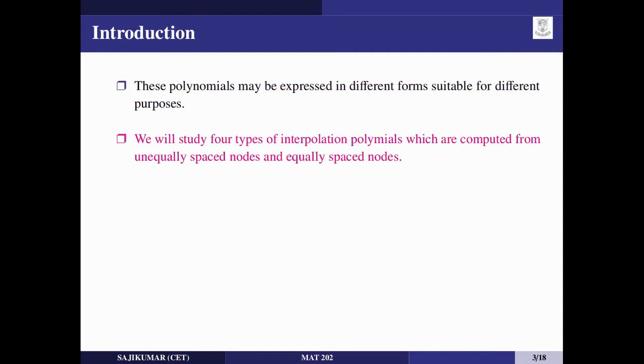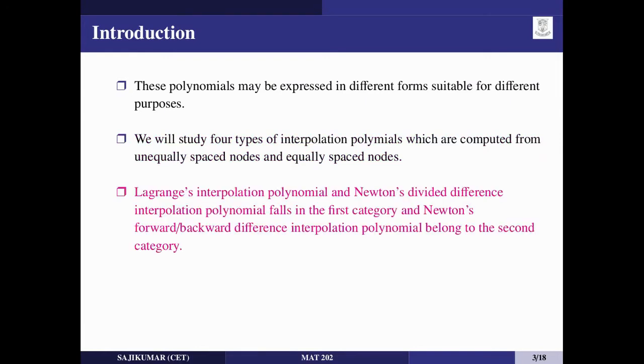We will study four types of interpolation polynomials which are computed from unequally spaced nodes and equally spaced nodes. Lagrange's interpolation polynomial and Newton's divided difference interpolation polynomial fall in the first category, and Newton's forward or backward difference interpolation polynomial belong to the second category.